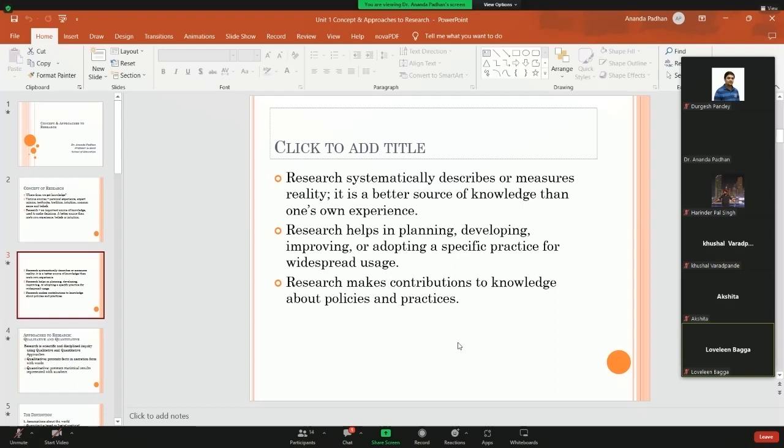So let us say the census report, the census, Janganana, which comes every 10 years. It's actually a kind of research. That is a survey, a big survey. Survey is a methodology of research. And we get a lot of inputs from that. Inputs for what? Inputs for our policies. So research is knowledge, and research is for policy making as well.